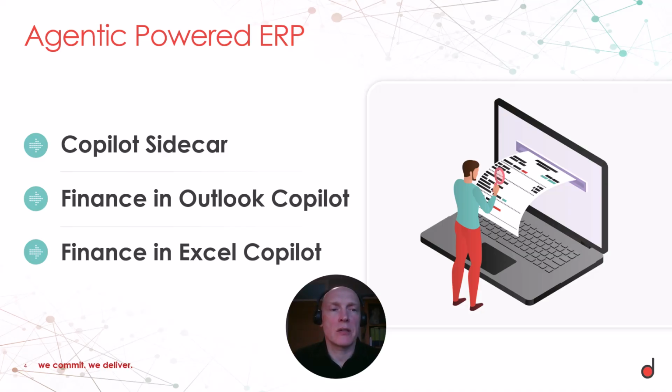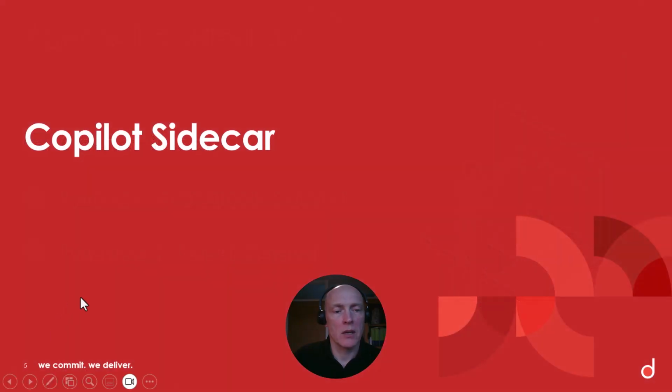So in terms of the demonstration that we're going to cover now, I'm going to go through three examples of Copilot working not only within Dynamics 365 Finance and Supply Chain, but also within Excel as well. So I'll start by looking at Copilot Sidecar. I'll then look at Finance in Outlook, and then I'll finish with Finance in Excel. So first of all, let's have a look at Copilot Sidecar.